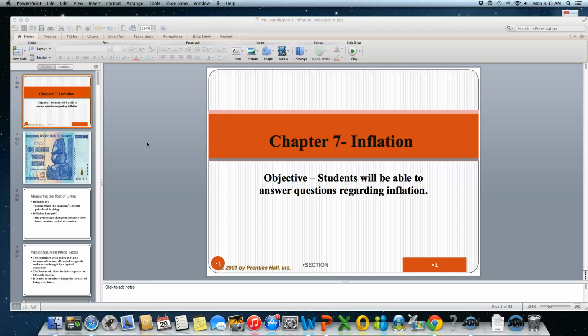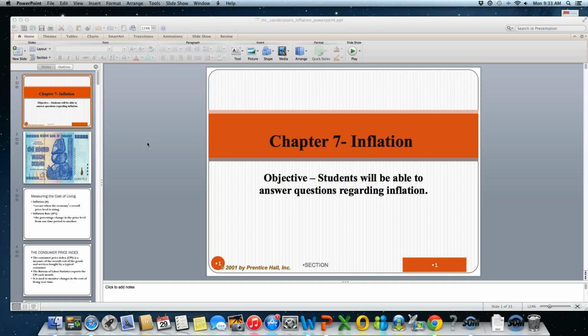Now we've talked about one economic problem, which is unemployment. Now we're going to move on to another economic problem, which is called inflation. And inflation is just a rise in the price level in an economy. We're also going to talk a little bit about deflation, which is when the price level in an economy is going down, but our focus is mostly going to be on inflation.